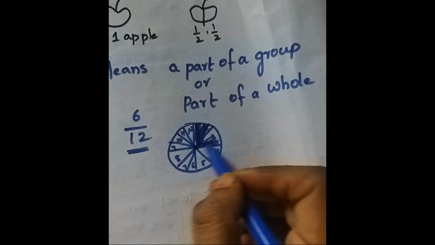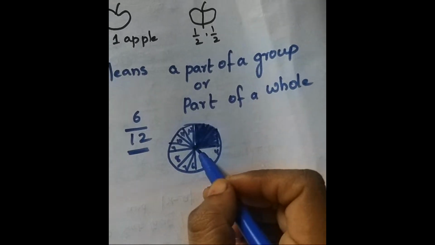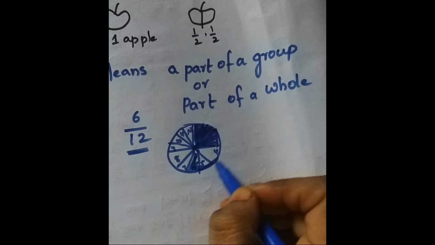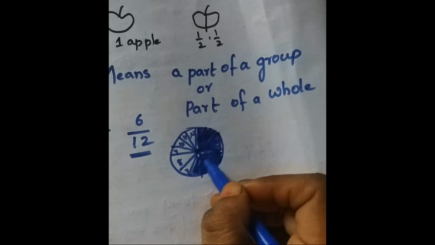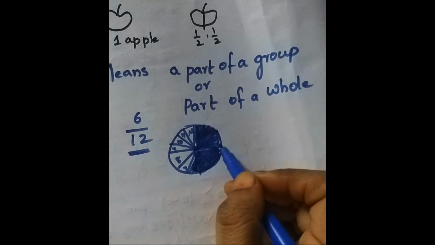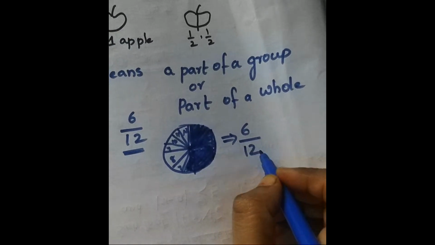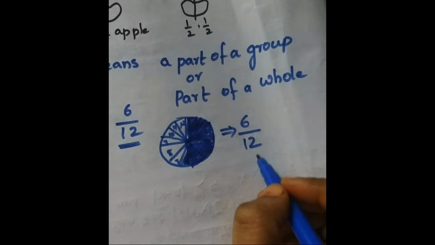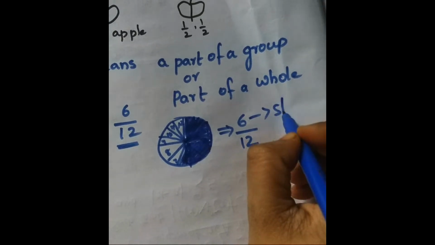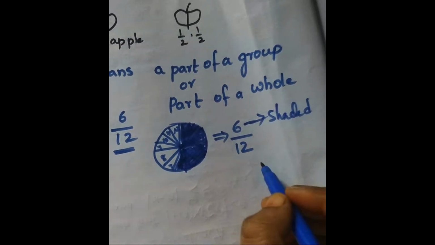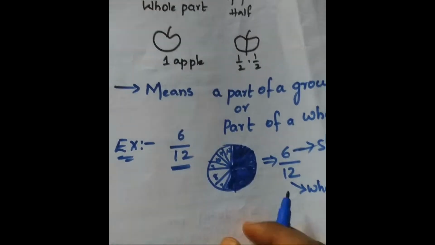I am making these 12 complete parts, and 6 parts are shaded. Up to 6 parts I am shading. So how will we write this shaded part of this circle? 6 is the shaded part and 12 means the complete circle. We have 12 whole parts. So 6 is the shaded part and 12 is the whole part. Like this we have to write a fraction.